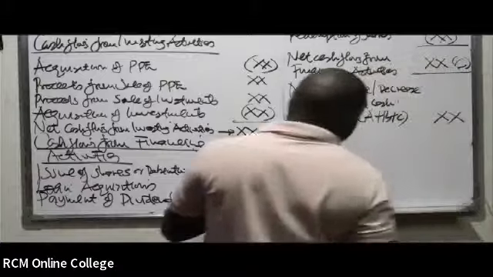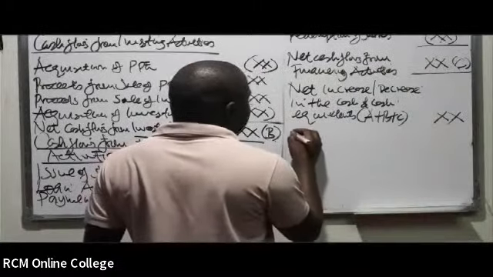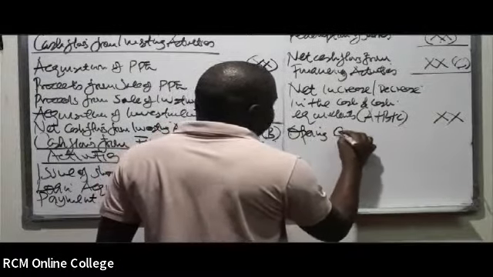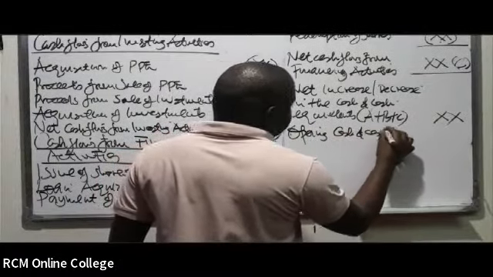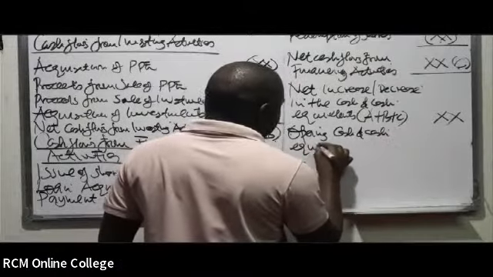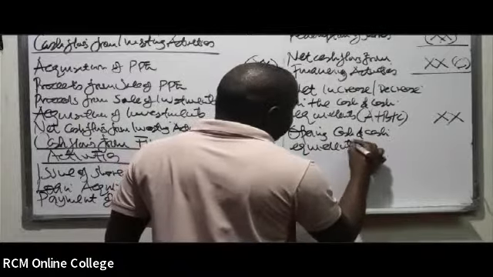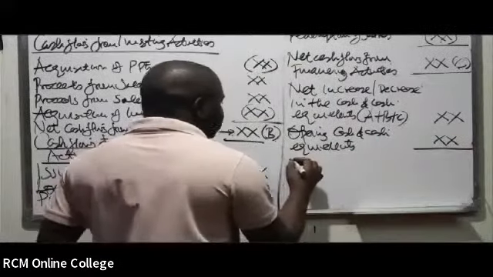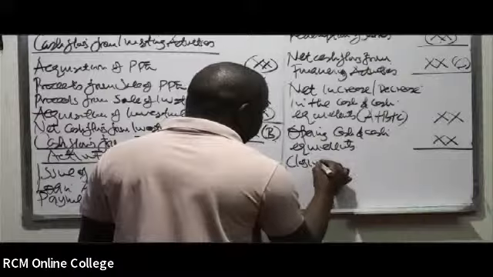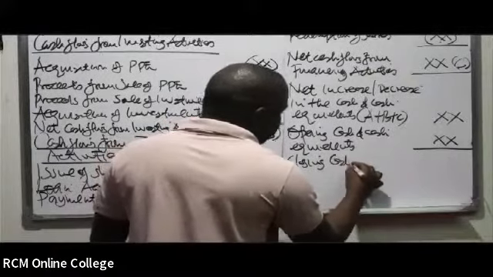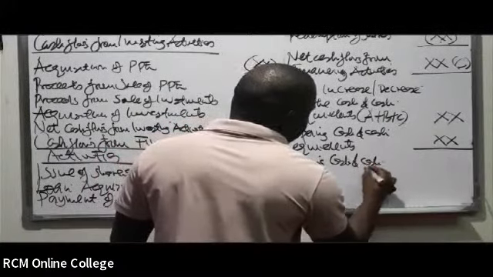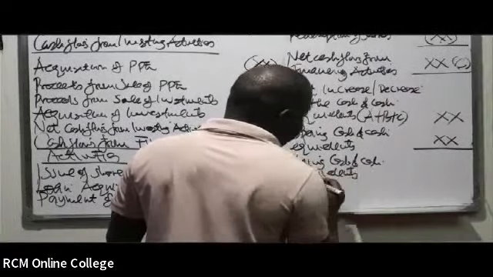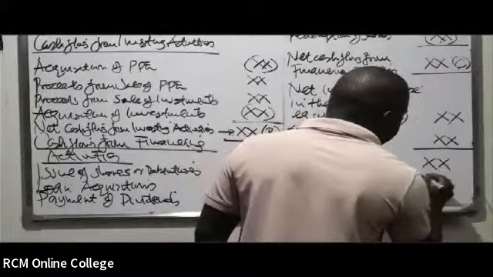Then once you have that figure, you add on the opening cash and cash equivalents. So with that, you'll have the closing cash and cash equivalents. You'll have the closing figure in terms of cash and cash equivalents.